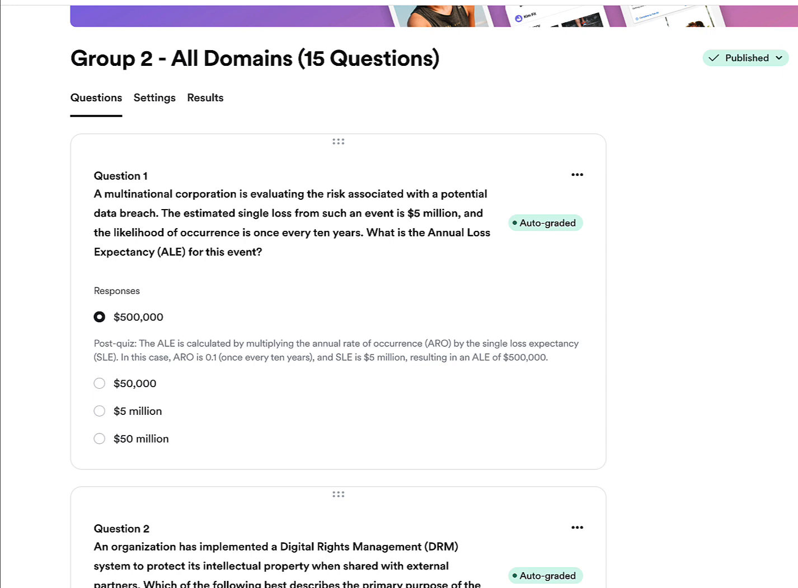A, $500,000. B, $50,000. C, $5 million. D, $50 million. So the question is, again, your single loss is $5 million, your annual occurrence is once every 10 years. What is the ALE? The answer is A, $500,000. Your ALE is calculated by multiplying the ARO, the annual rate of occurrence, by the single loss expectancy, or SLE. In this case, the ARO is 0.1, basically once every 10 years, and the SLE is $5 million, resulting in a $500,000 loss.